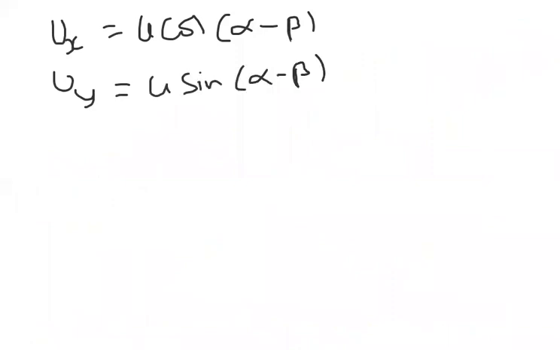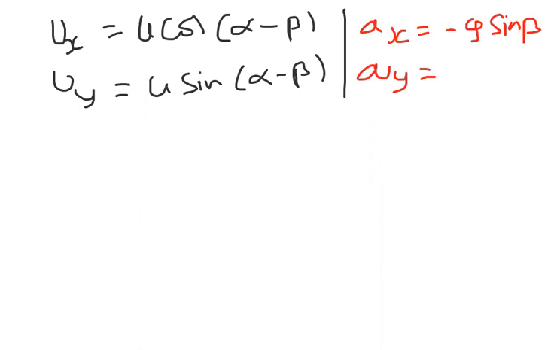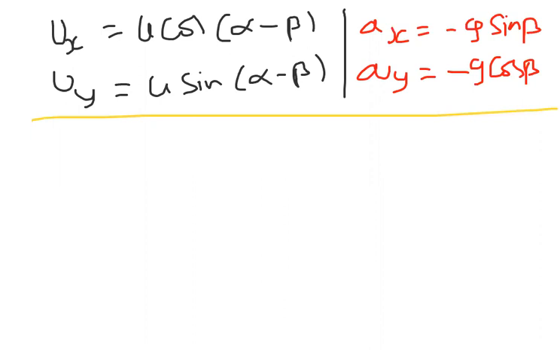What is the value of ax? ax is equal to minus g sine beta. And what is the value of ay? ay is equal to minus g cos beta. Those are the conclusions that we just observed. These are the four conclusions: we got the ux value, uy value, ax value, ay value. Now our discussion is to be done.